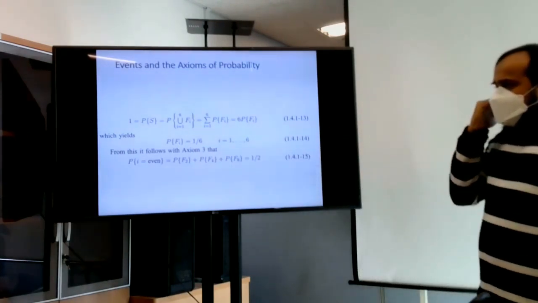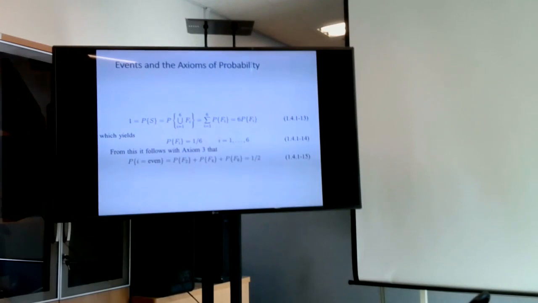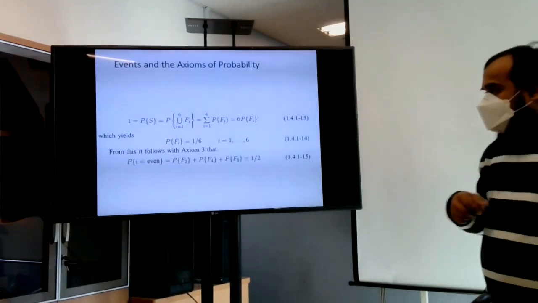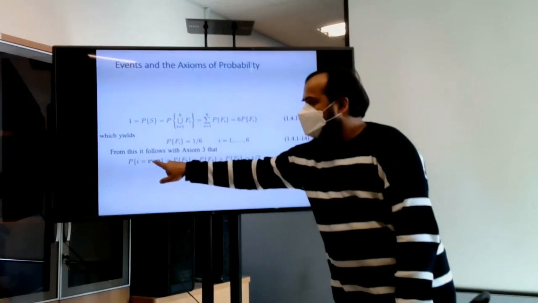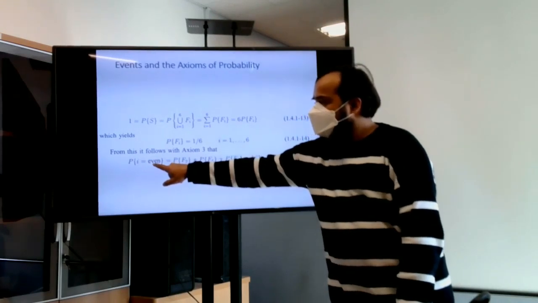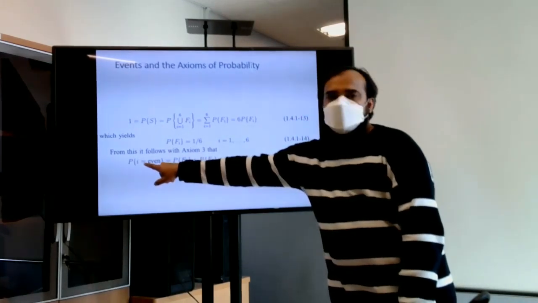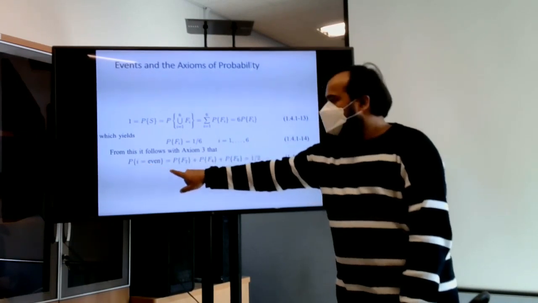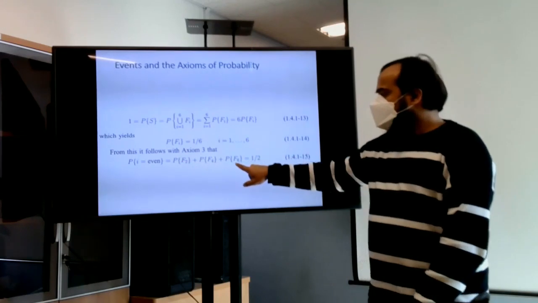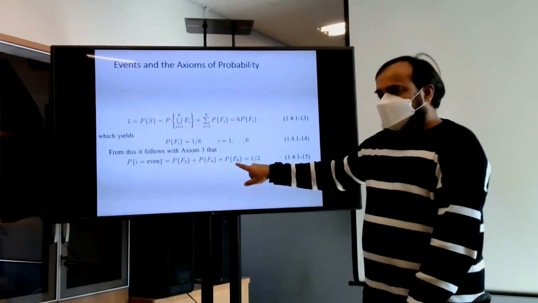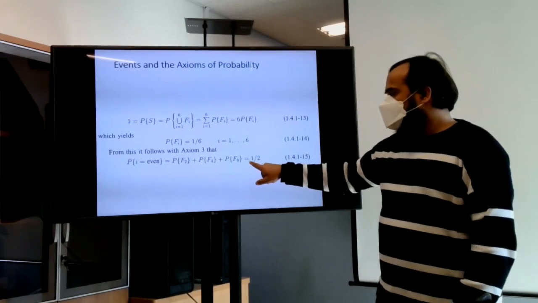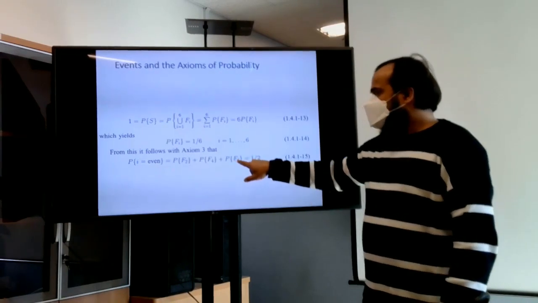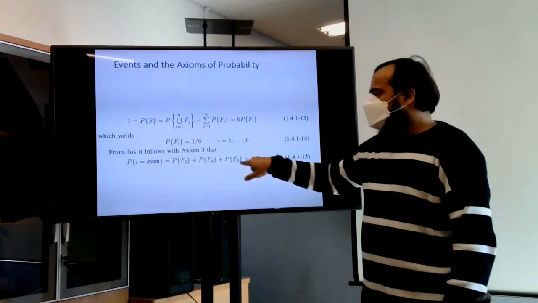So it follows from axiom 3 that we want to calculate the probability of A, the even number. Suppose you have been asked to find the probability of an even number, then the outcomes are F2, F4, F6. Then it will equal 1 over 2, because 3 divided by 6 is 1 over 2.